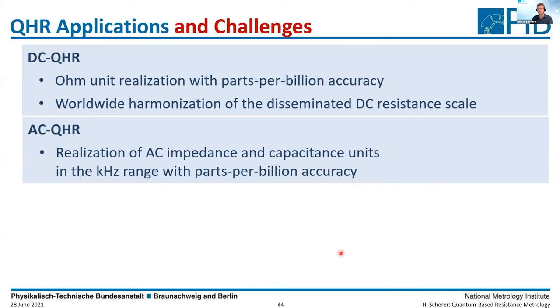Okay, I would like to continue now. As I've shown you for the DC, we can use the DC quantum Hall effect for the ohm unit realization with parts per billion accuracy, and for a worldwide harmonized DC resistance scale that is disseminated. We can also use it for the AC regime. We can also use the quantum Hall effect for the realization of impedance and capacitance units, typically in the kilohertz range with a few parts per billion accuracy.